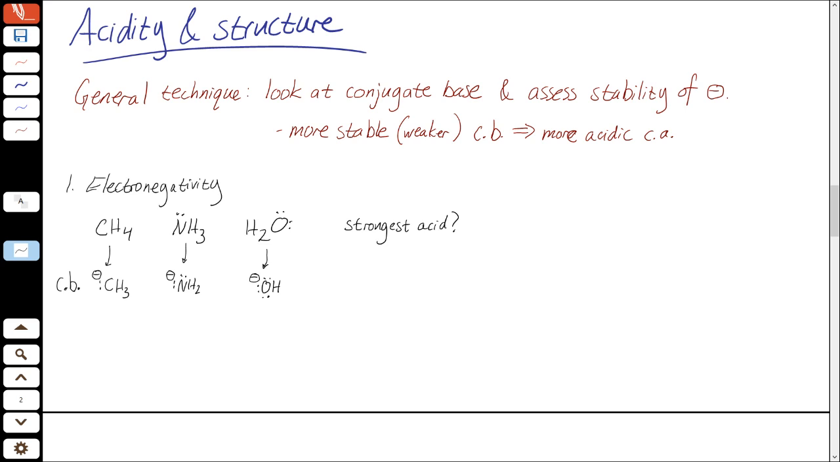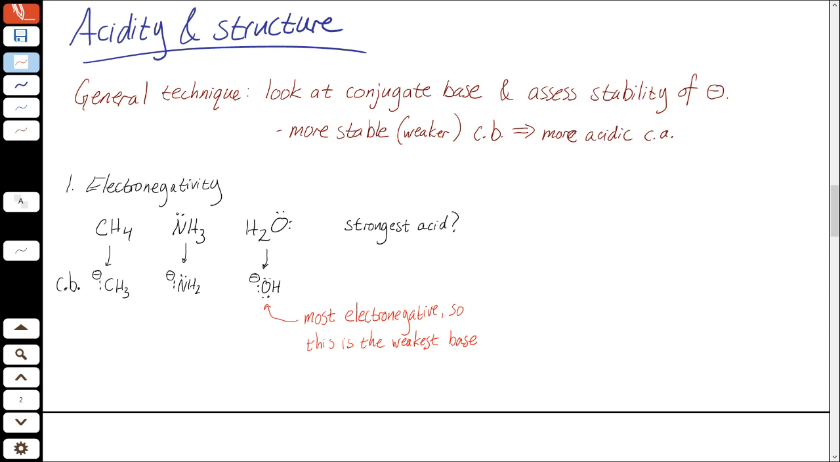Makes sense? Okay. So now we want to judge those three conjugate bases and decide which one can best stabilize that negative charge. So what do you think? Which of those three conjugate bases is happiest with a negative charge? OH. Correct. Why? Yeah, exactly. So the oxygen here is the most electronegative. So this is the weakest or most stable of the three bases.